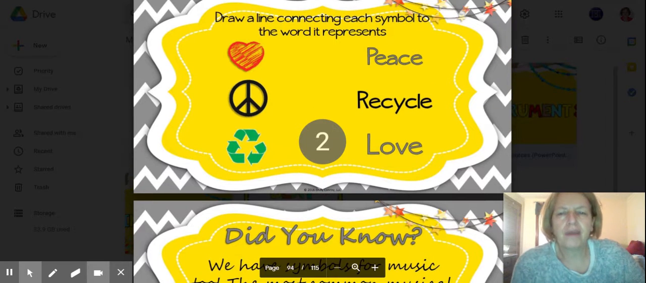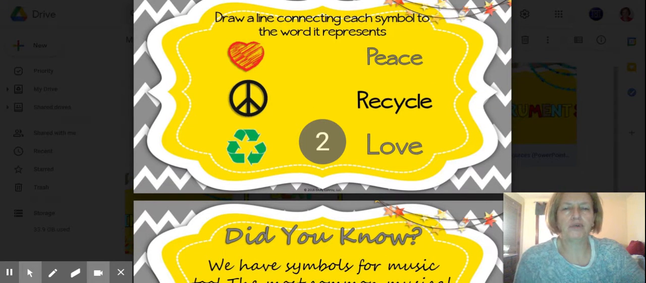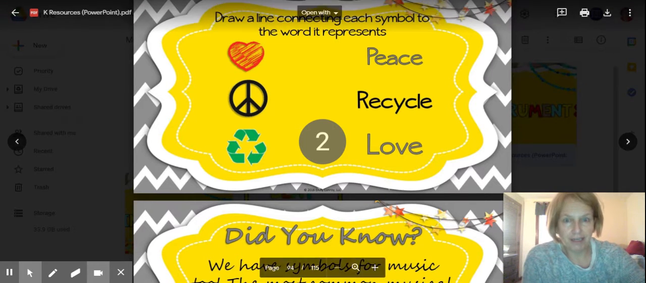If we draw a line connecting a symbol to the word it represents, well, the heart would mean everybody, love. The peace would be the peace sign. And recycle, of course, we all know the recycle symbol.